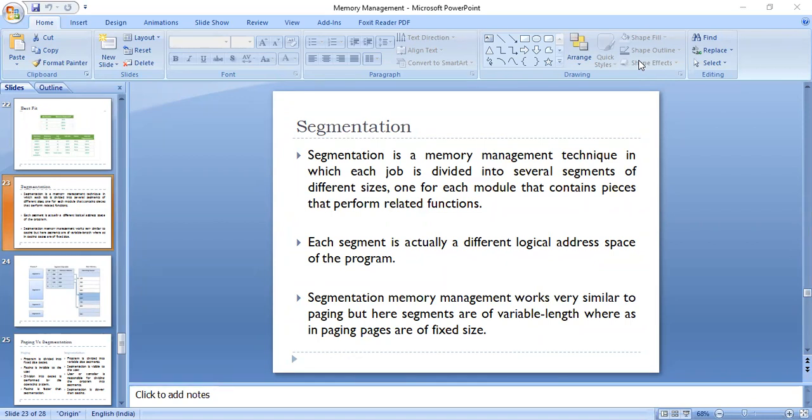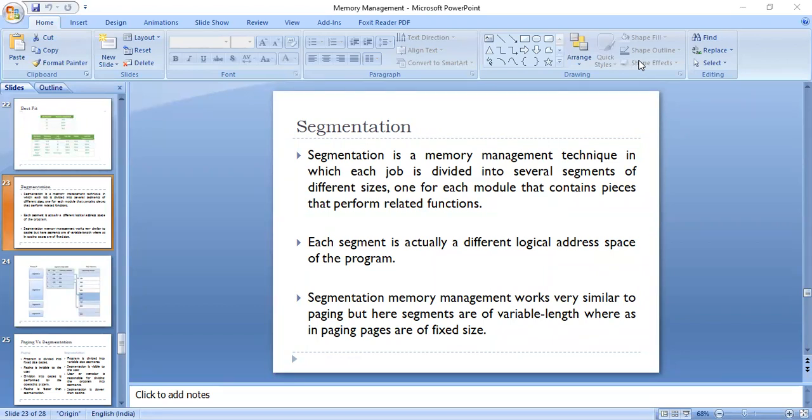So we are going to diversify the jobs into sub jobs, but the only condition is that these jobs are of equal sizes, and one for each module that contain fields that perform related functions. A user program can be subdivided using segmentation, in which the program and its associated data are divided into a number of segments. So all the loading and linking is also considered while segmentation, and all the references, all the referral data is also segmented along.